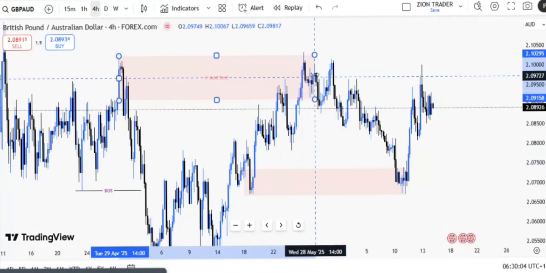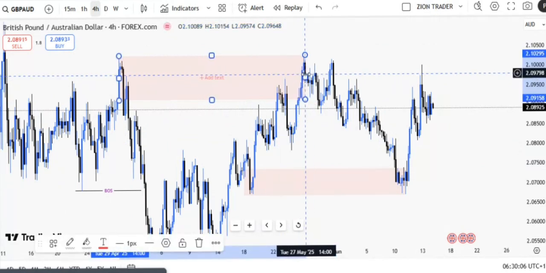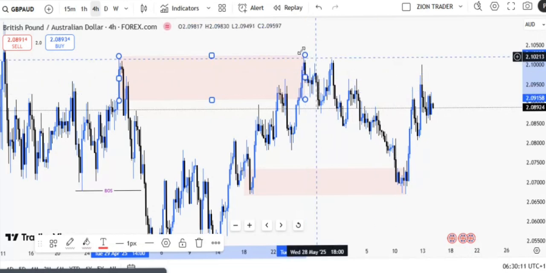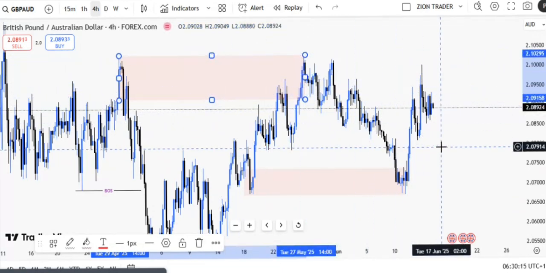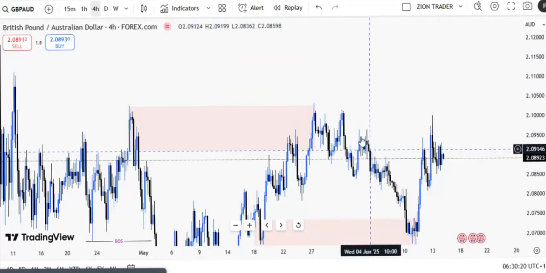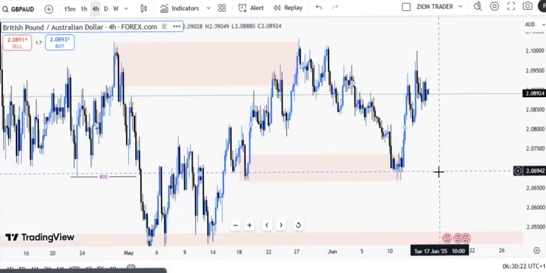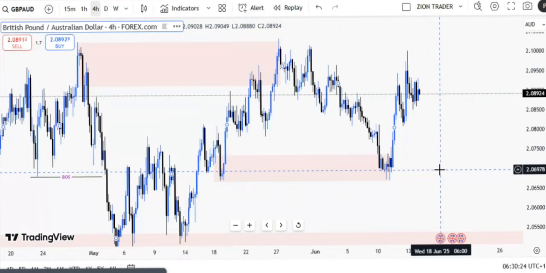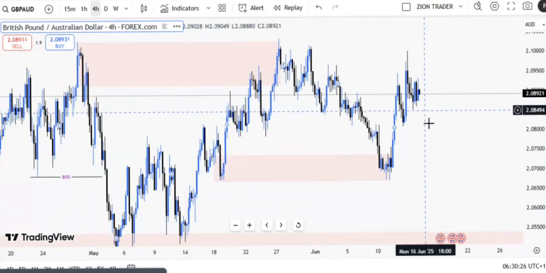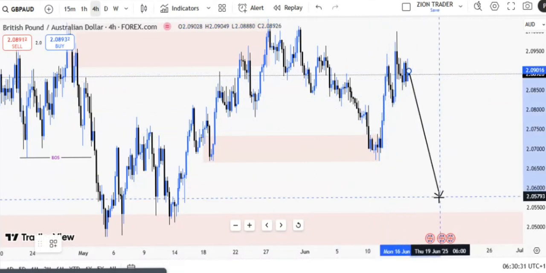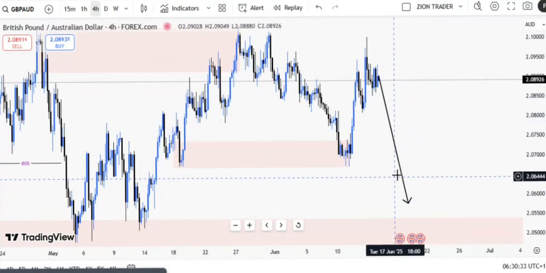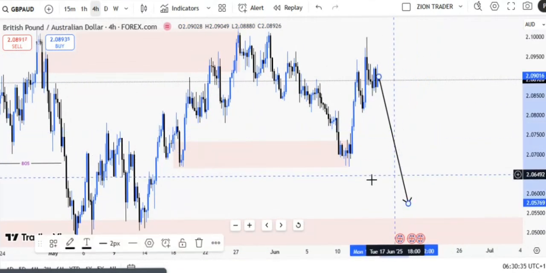Now, what should we watch out for? Let's wait for tomorrow's news release. If CPI comes out positive, then most likely we are going to break out from this level, right? And if AUD comes out negative, then definitely GBPAUD is going to fly to the upside. But if GBP CPI comes out negative, we start to see sells from this level again to the downside, right? But let's just wait and see what happens tomorrow, guys.